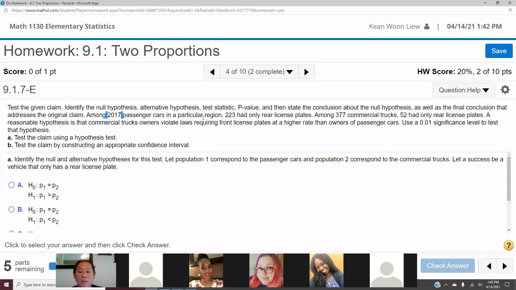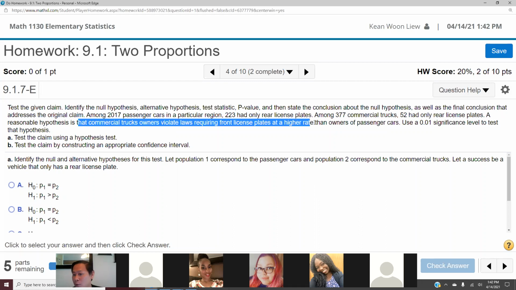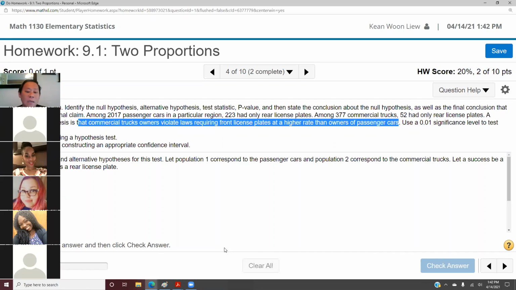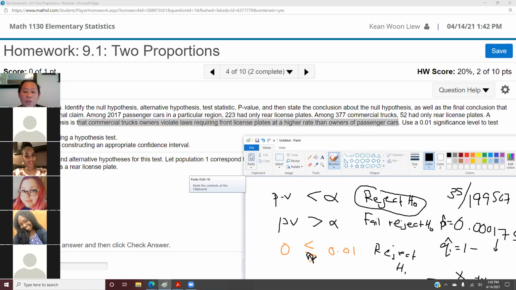2017 cars in a particular region. 223 have a license plate, and then 377 trucks, 52 have a license plate. So we want to test the claim. Look at the claim, it says what? That the commercial truck owners have a higher rate than the passenger car owners. So by looking at this, can you tell me what is your first population and what is your second population?